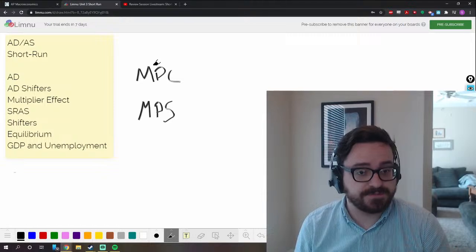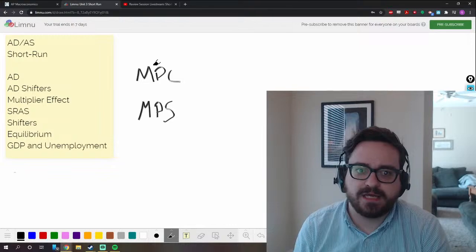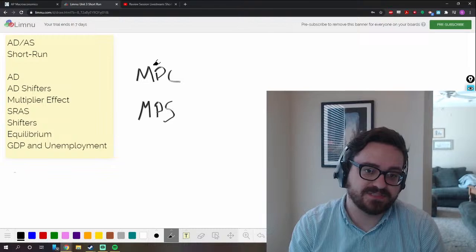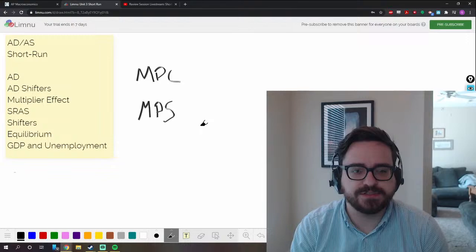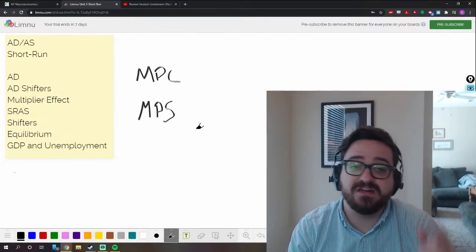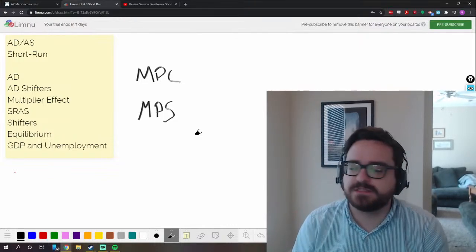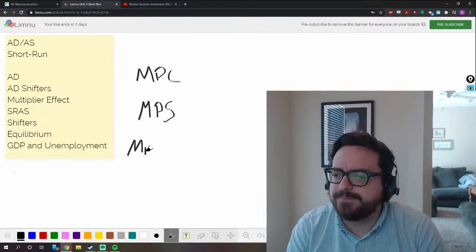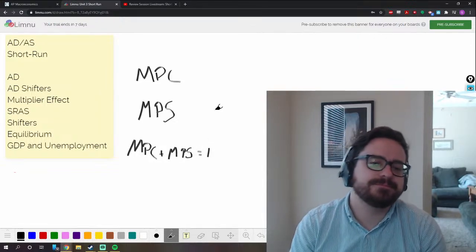So MPC is your spending, and MPS is your marginal propensity to save. So for every dollar you make, how much do you save? With that same example, if the person spends 80%, they're probably going to be saving 20%. Because really the only two things you can do with your money is spend it or save it. If you invest it, that's a type of spending. If you hoard it, that's just savings. So be aware that MPC plus MPS will equal 1.